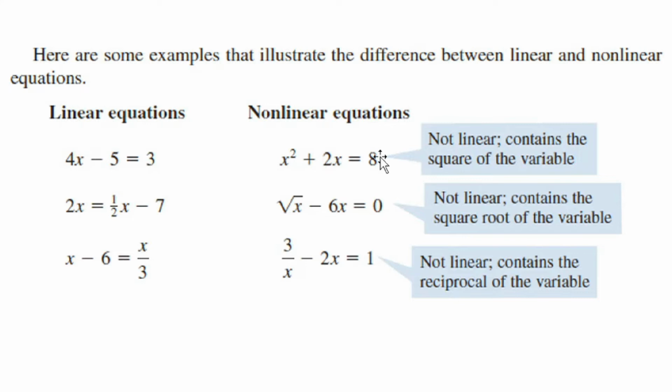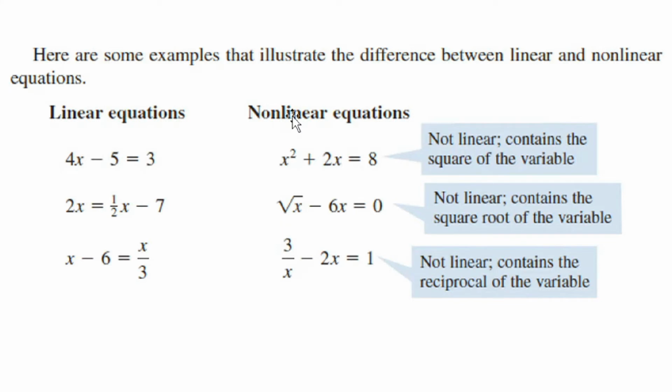It says here that this equation is not linear. The example of x squared plus 2x equals 8 is not linear because it contains the square of the variable. Comparing this example to the left side, which is 4x minus 5 equals 3, the first one is a linear equation because its highest degree is 1. If the highest power or degree of the equation is 1, then it is a linear equation.